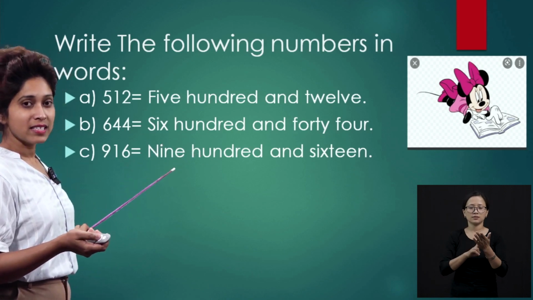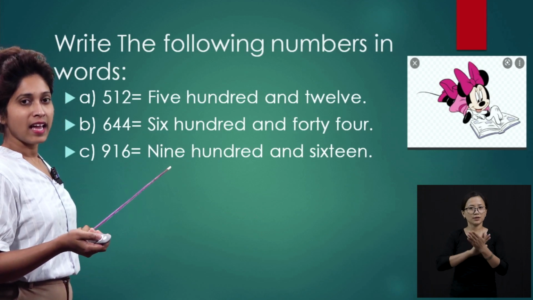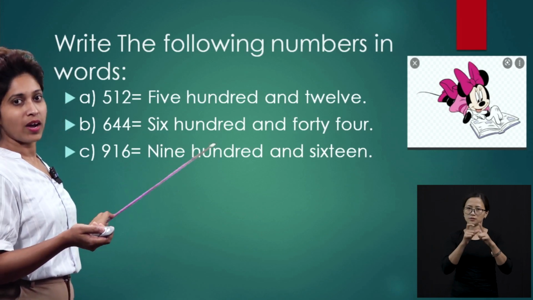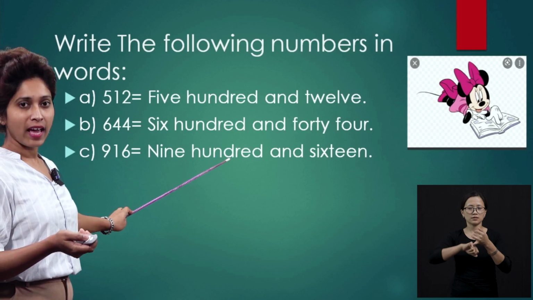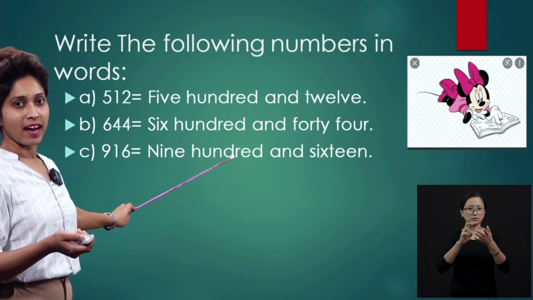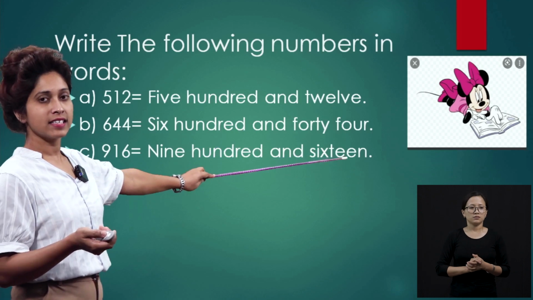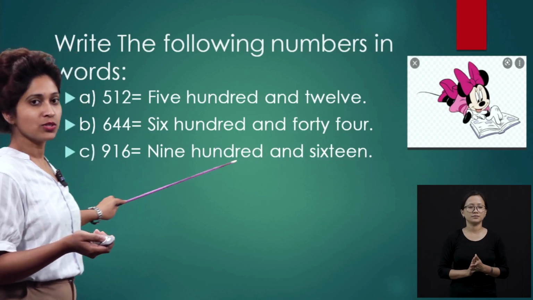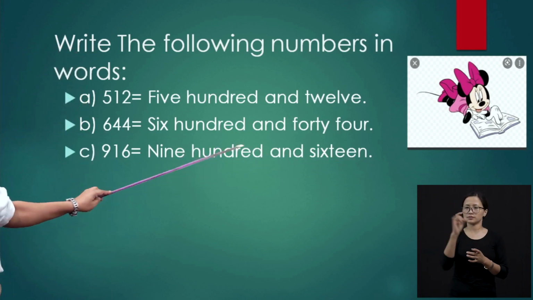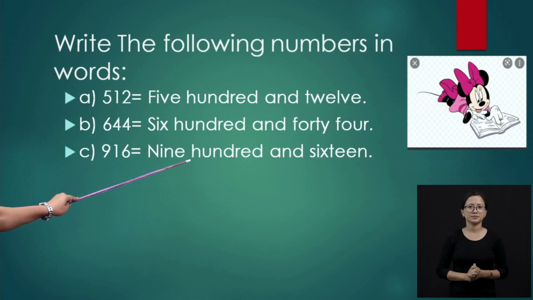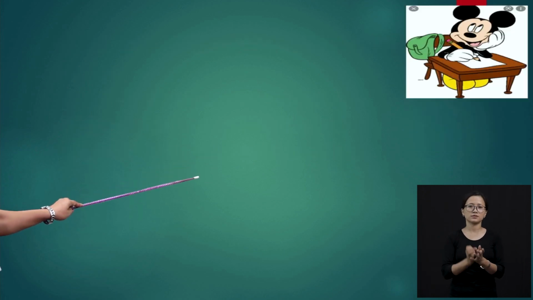What is the spelling of 9, children? N-I-N-E, 9, right? And then you have HUNDRED, 100. And then you have 16, SIXTEEN, 16. So, you have 916, right? Let's move to the next number.